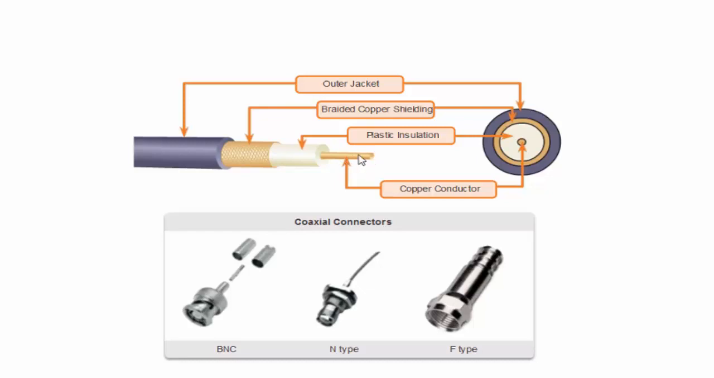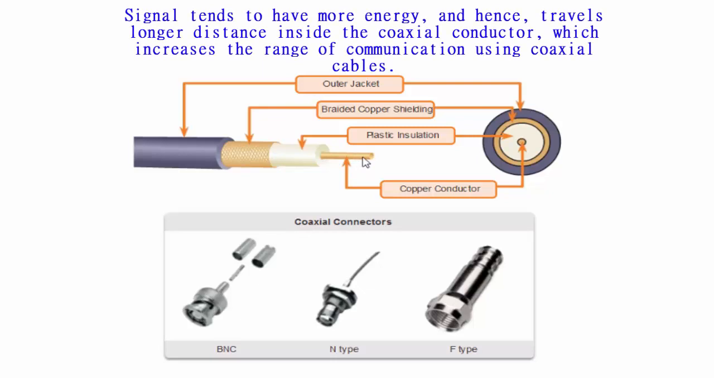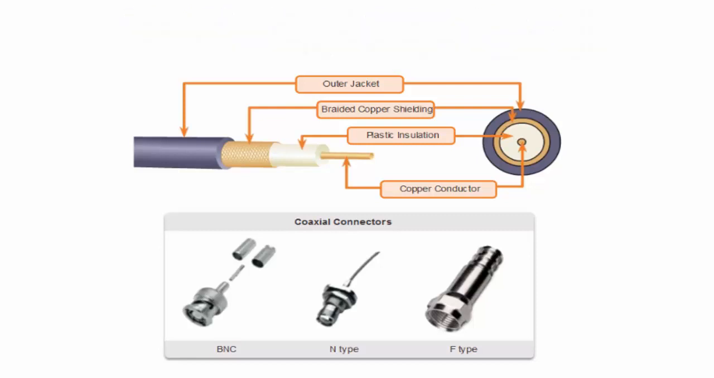Due to the thickness of this copper conductor, the signal tends to have more bandwidth and more energy, in which case the coaxial cable is used, for example, in TV networks, as we are all familiar with the coaxial cable connecting our TVs to external antennas and so on. And of course, the UTP cable has replaced the coaxial cable for Ethernet installations. The coaxial cable has actually been adopted for use in TV networks, in cable internet networks, and so on.